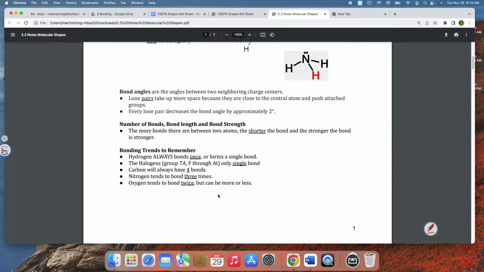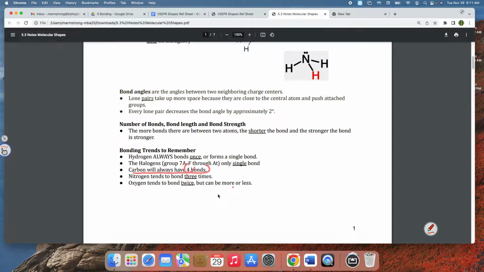And then you'll need to be able to count the number of bonds and match it up to this chart. So some things to note: hydrogen always bonds once. It will never have a double or a triple bond. The halogens are group 7A. They're fluorine through astatine. They're the ones clear over here on the periodic table. They're not the noble gases. They're right near it. They single bond. They're a 1- charge. They will single bond.